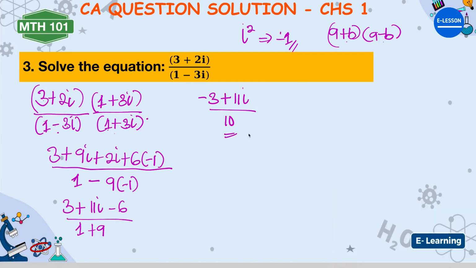Let me confirm. Of course, it's correct. Now, this can also be written as minus 3 all over 10 plus 11i divided by 10 as the correct answer to that question. It's a very simple one, right? Exactly. Let's see the next one.